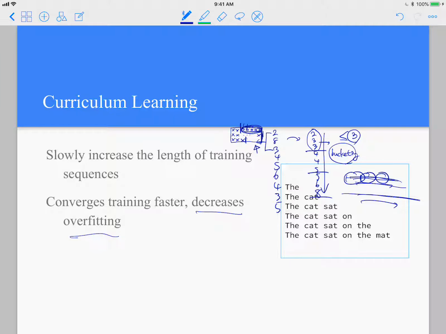Any other comments on this or information to share about this curriculum learning?